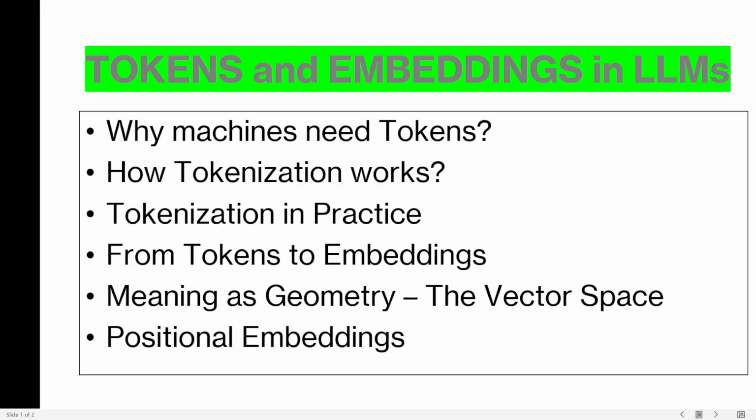Step 6, selecting and decoding. The model selects the next token based on these probabilities. The token ID is then decoded back into text, and for generating more, the new token is appended and the whole process repeats.